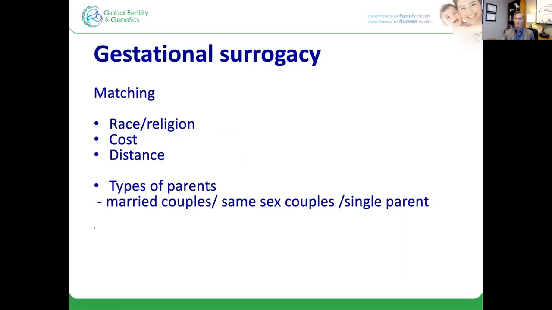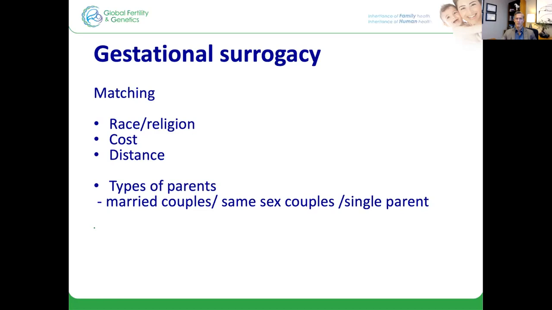So in matching a surrogate, usually we will have a surrogacy agency to help us through the process. We will have to have an attorney to help us through the process. But the surrogate and the patients have to choose each other. And that's the matching process.